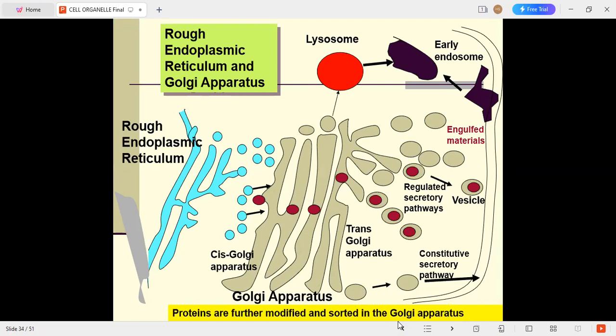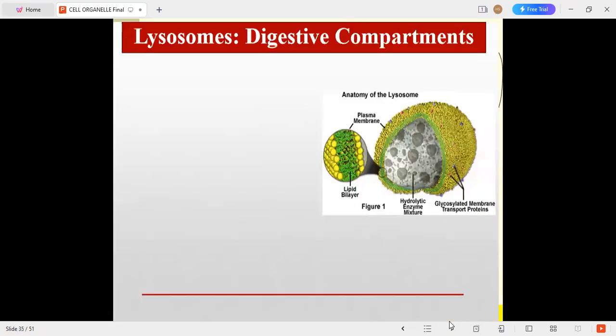Here you can see the complete structure of the rough endoplasmic reticulum and the Golgi apparatus. They are responsible for the synthesis of a variety of proteins, and then the Golgi apparatus is responsible for sorting and modifying these proteins and transporting them to their ultimate destination.